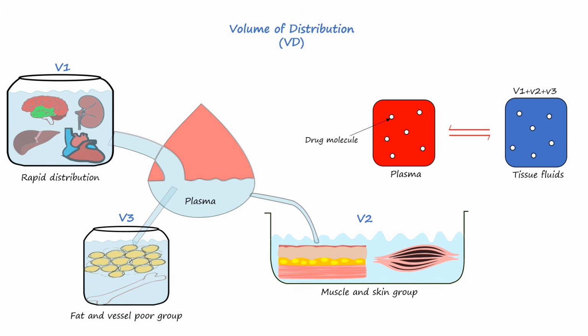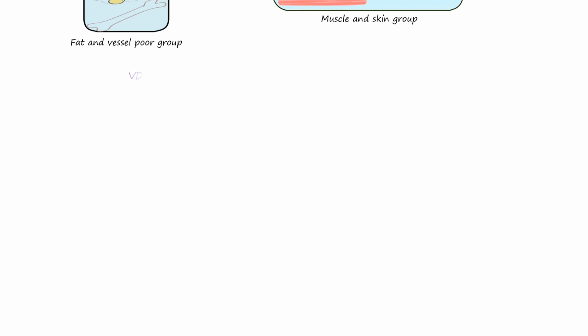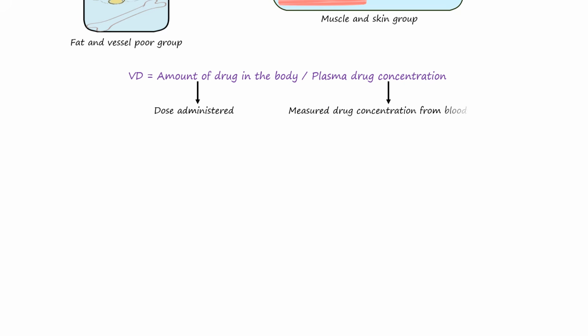It is basically a theoretical volume that describes how widely a drug is distributed throughout the body compared to its concentration in the blood or plasma. Mathematically, VD is expressed as the ratio of the amount of drug in the body to the concentration of drug in the plasma. To put it simply, the amount of drug in the body is usually the dose we give, and the plasma concentration of the drug can be measured from the blood samples.